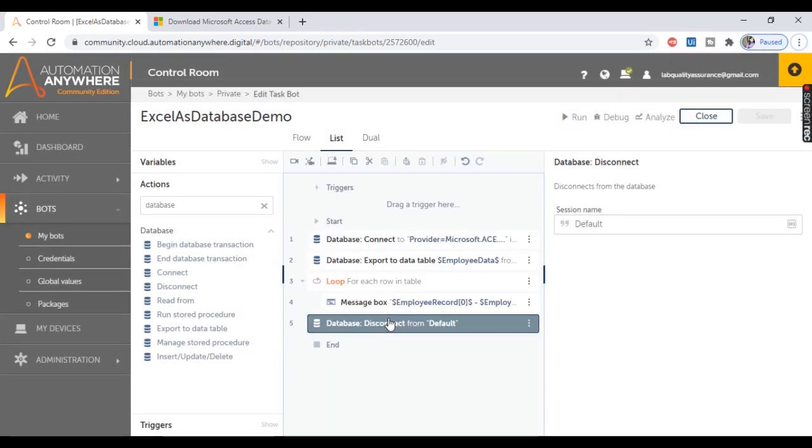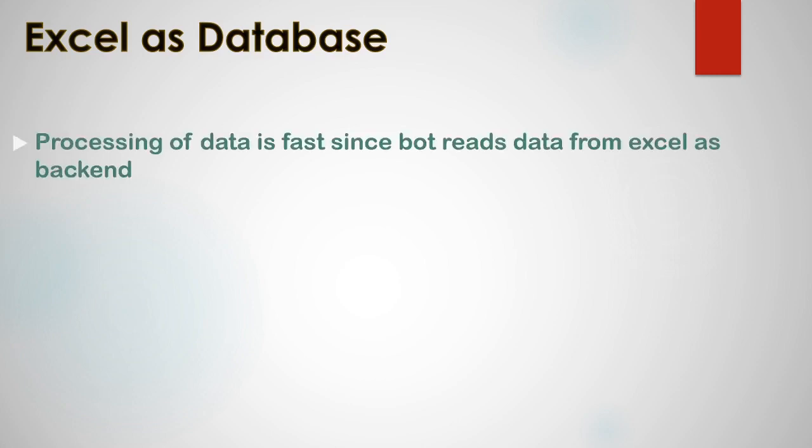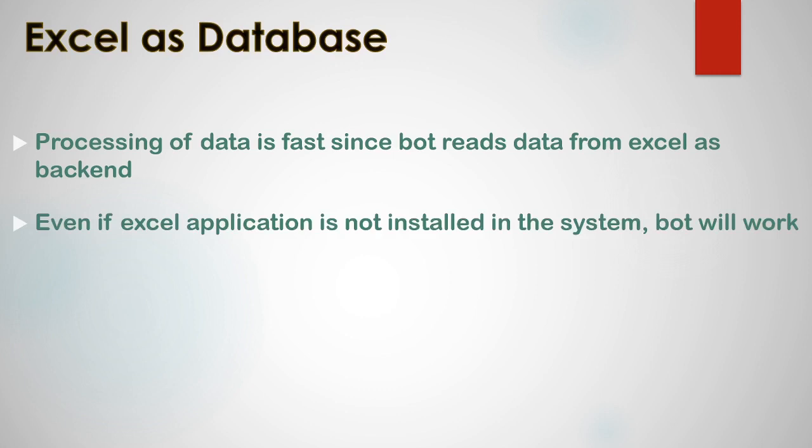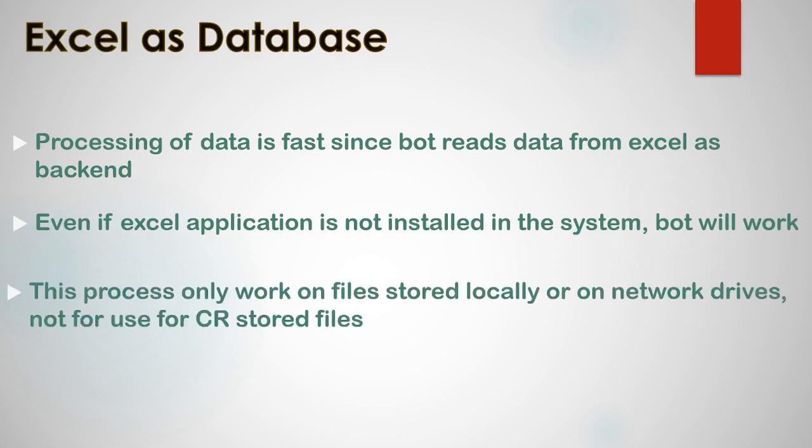So in this way we can work on Excel as database. This process is very helpful because the processing of data is very fast since bot reads data from Excel as backend. Also, even if the Excel application is not installed in the system, bot is going to work. Now one thing to notice is that this process only works on files stored locally on your system or on network drives. This process is not used for control room stored files, so make sure that the Excel which you use as a database is stored locally on your system or on network drives.